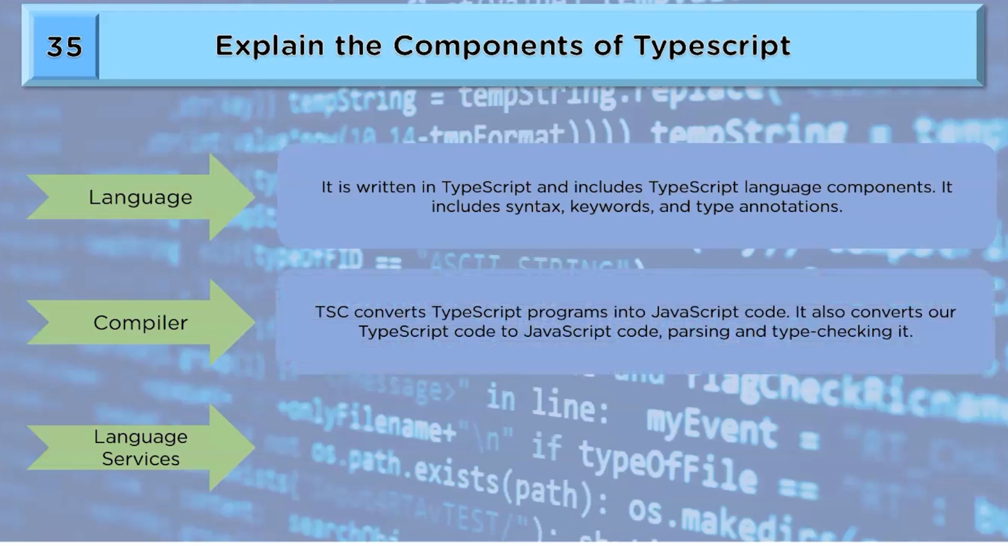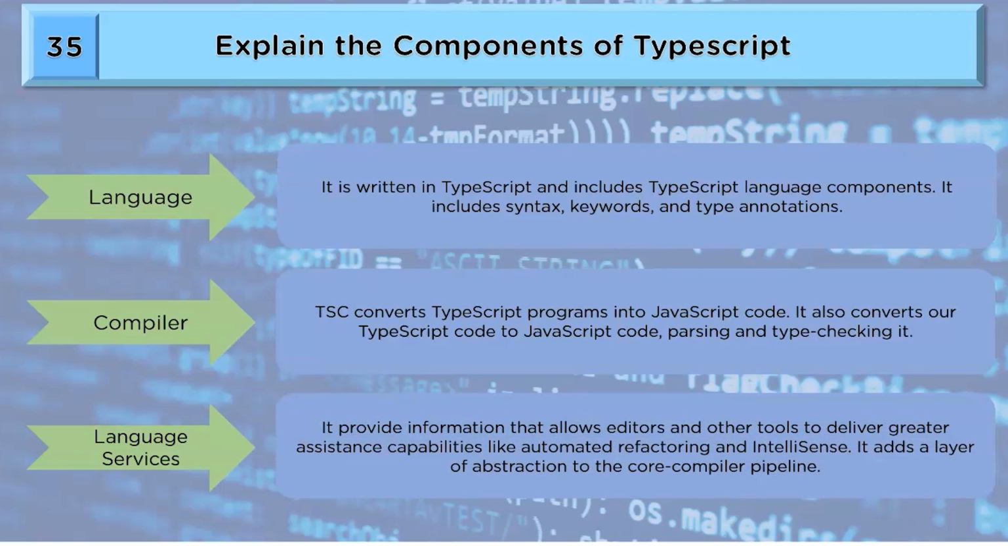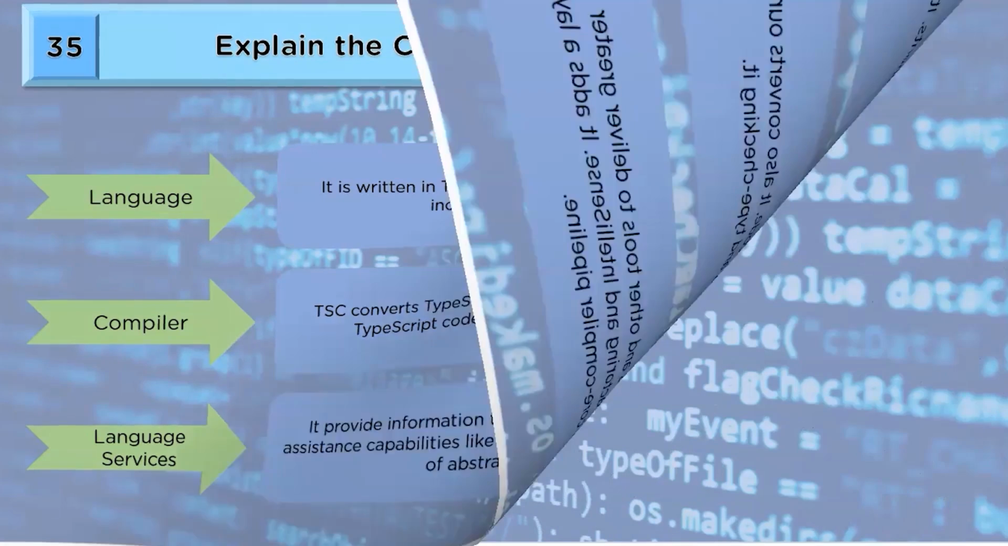Compiler. The TypeScript compiler converts TypeScript programs into JavaScript code. It also converts our TypeScript code to JavaScript code, parsing and type checking it. It provides information that allows editors and other tools to deliver greater assistance, capabilities like automated refactoring and IntelliSense. It adds a layer of abstraction to the core compiler pipeline.